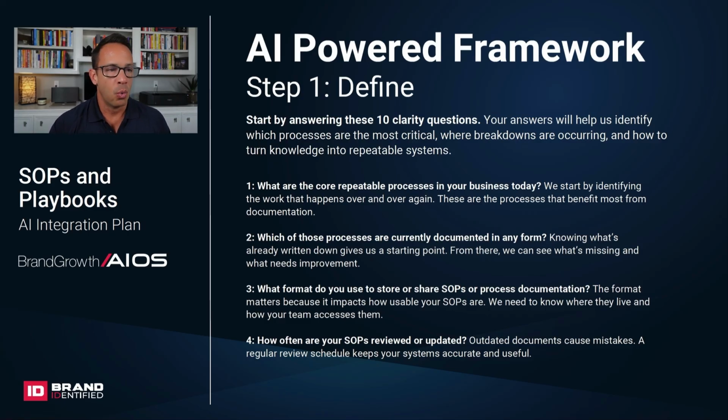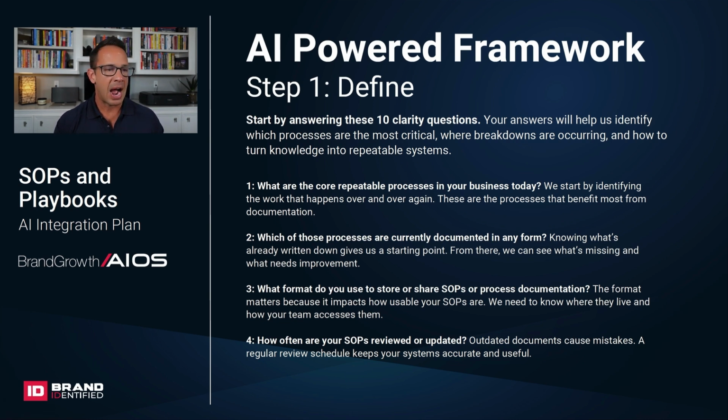Question number 2, which of these processes are currently documented in any form? Knowing what's already written down gives us a starting point. From there, we can then see what's missing and what needs improvement. Question number 3, what format do you currently use to store or share your SOPs or your process documentation? The format matters because it impacts how usable your SOPs are. We need to know where they live and how your team is accessing them.